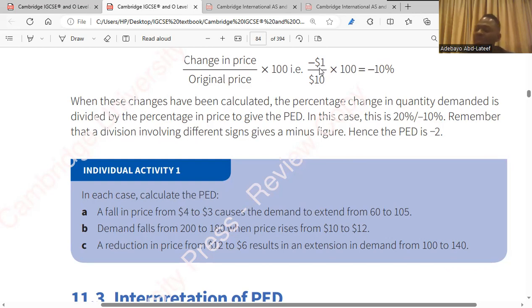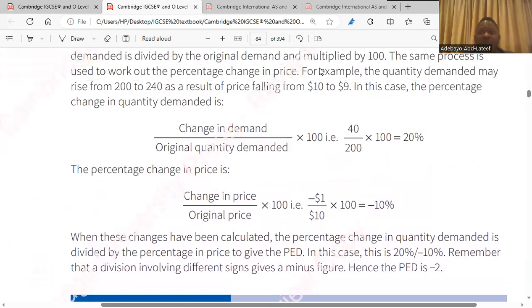So this shows that there's what? Elasticity. So it's elastic. That means there's so much change in the quantity demanded as a result of a change in price. The price fell from 10 to 9, yes or no? Yes. So because the price fell from 10 to 9, there's a significant change in the quantity demanded. So the price elasticity of demand here is elastic.